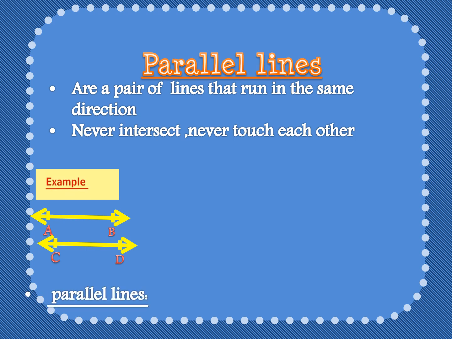If I want to write that the first line, which is line AB, is parallel to the other line, which is line CD, I'm going to write it like that: AB, and put two lines which refer to parallel lines, then put also CD. So here I'm going to read it as AB parallel to line CD.